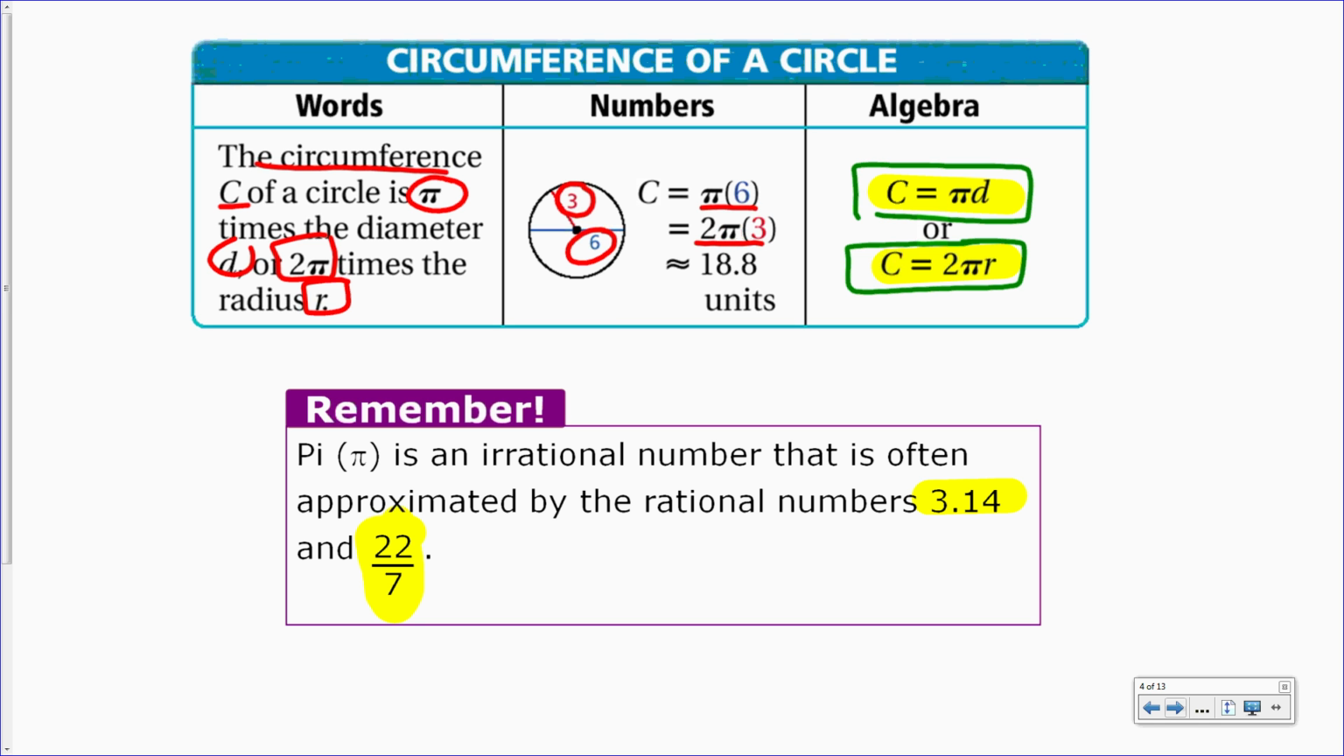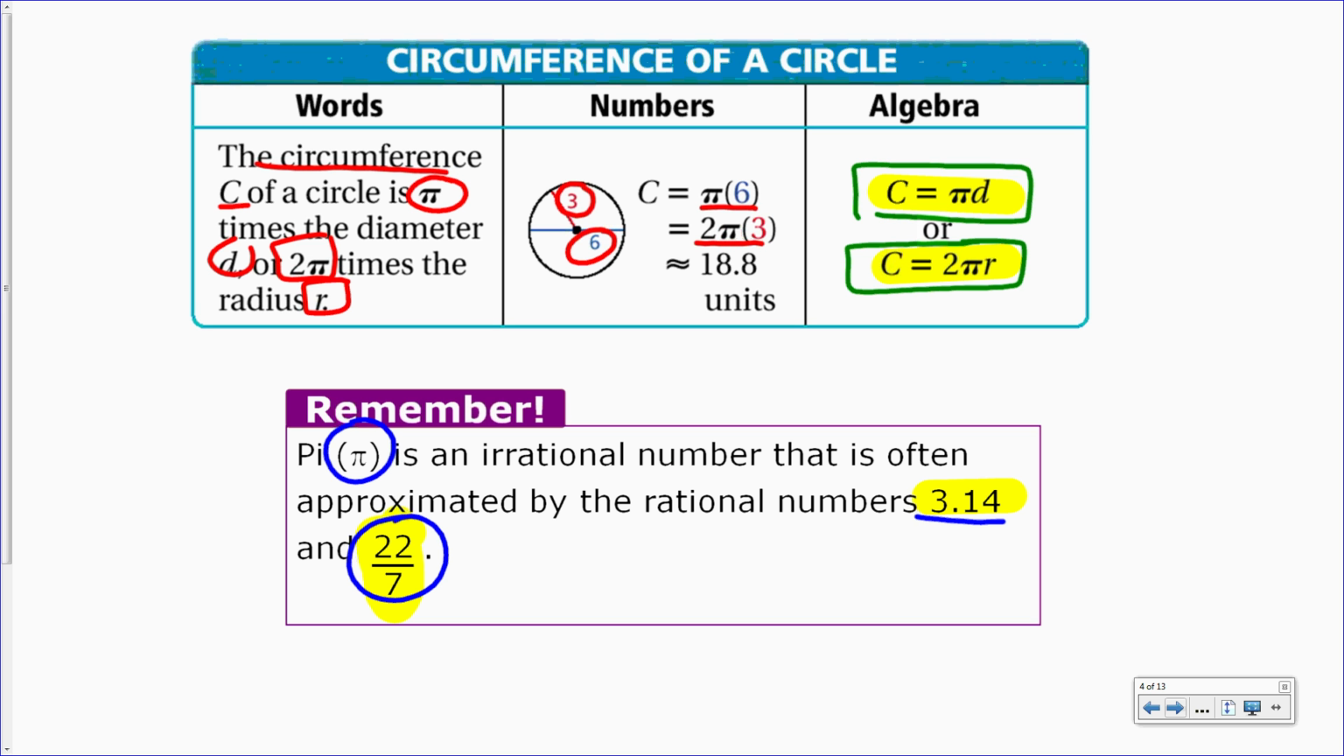Now, at the bottom here it says, remember, pi, which is written with this kind of goofy looking symbol here, is an irrational number that is often approximated by the rational numbers. Fill this in, 3.14, or if you're doing fractions, it's 22/7. Those are the numbers you need to know for pi.